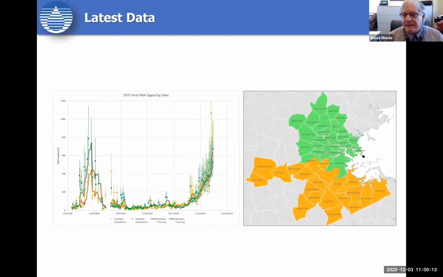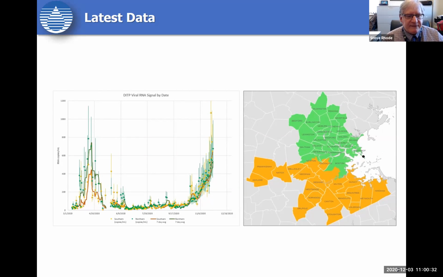And so here's the data. Color coded, the green is the northern part of our system. All of the samples are collected at Deer Island, which is the black dot. The orange is the southern part of the system that we serve. So we have 2 separate influents that come into Deer Island from the north and the south.